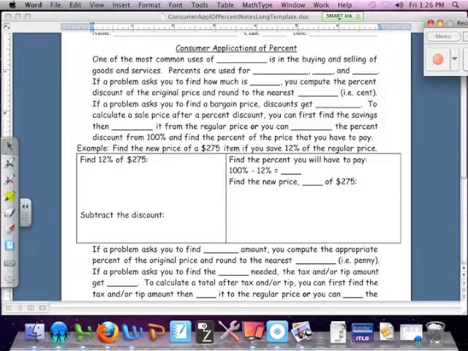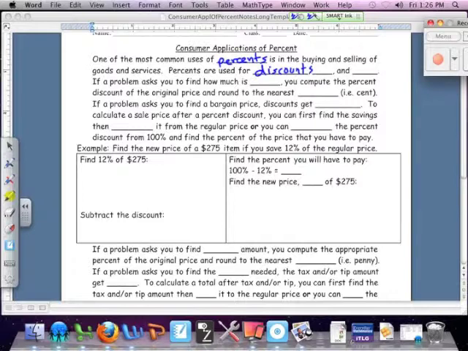So one of the most common uses of percents is in the buying and selling of goods and services. Anyone have any idea of when you might use percents? If you're dealing with money? What do you got? Coupons. So in general, coupons are sales. A lot of times in the store they'll say sales, like things on this rack, if they have a blue tag, it's 20% off or something like that. Or you might have a coupon to bring to a store that has a certain percent off. So we summarize that with the word discounts, typically. So you might find percents when you're dealing with discounts.